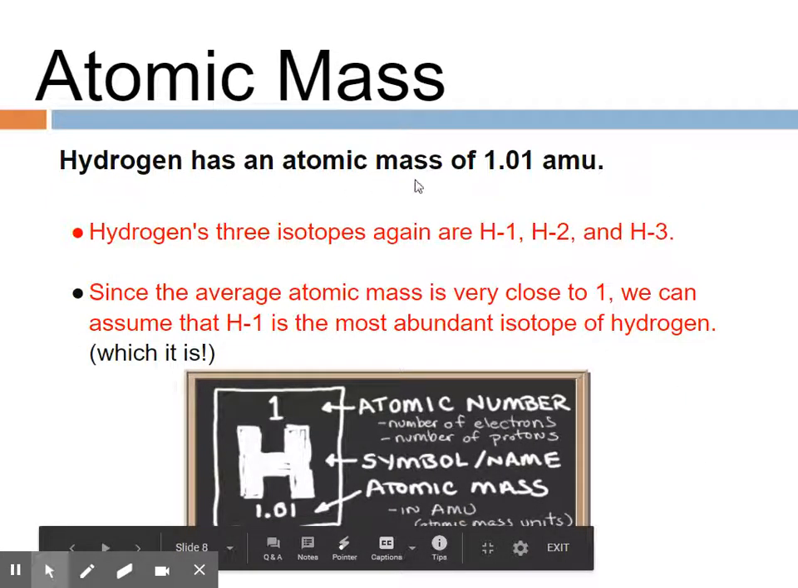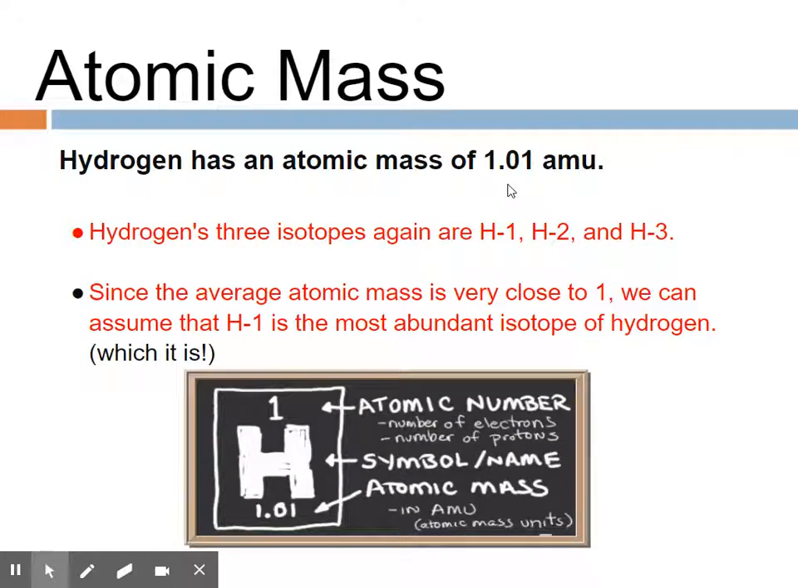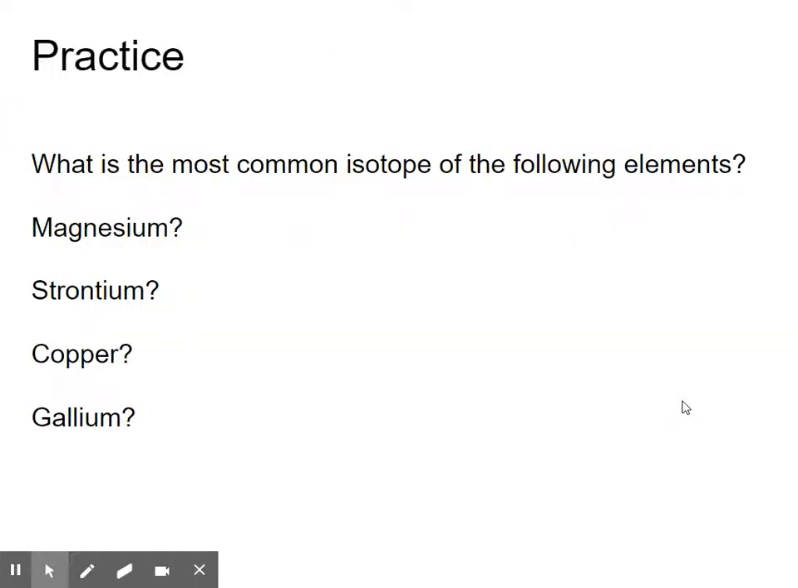So let's take a look at hydrogen as well when we look at the atomic mass number. So again, hydrogen, if you look on the periodic table, the number on the bottom is 1.01 AMU. I already told you that hydrogen's three isotopes, its three versions, are hydrogen 1, hydrogen 2, and hydrogen 3. However, the average is really close to 1. And so that tells us that the 1 must have counted more in the calculation, so it must be the most abundant version of hydrogen. And it is, very much so.